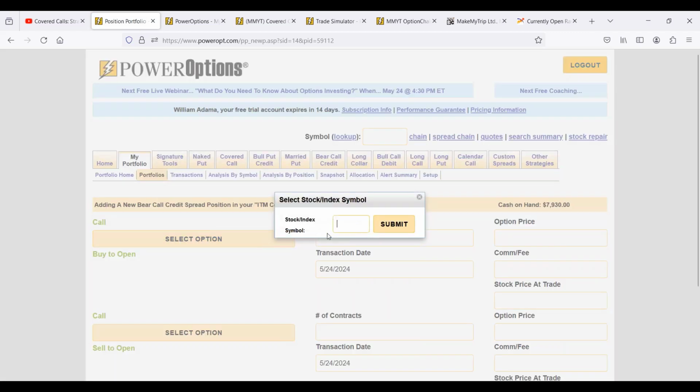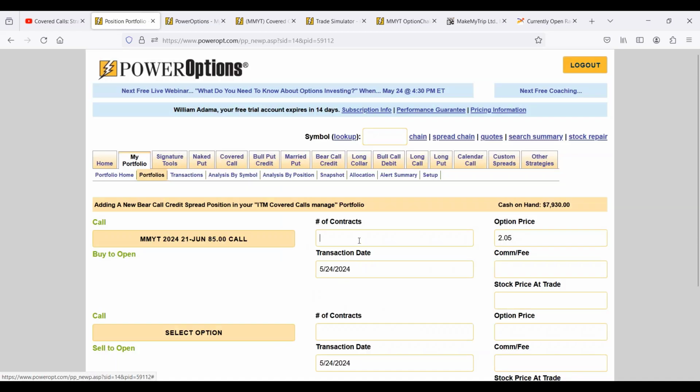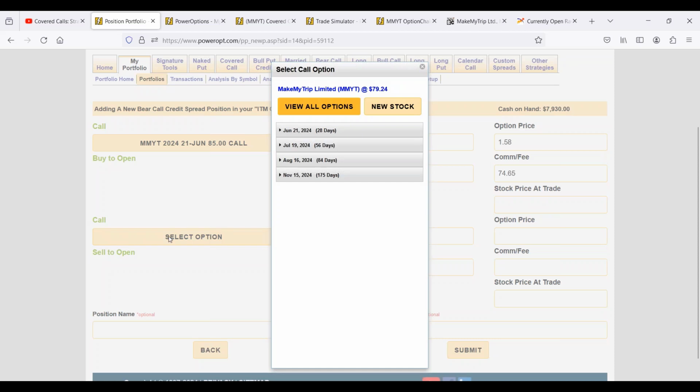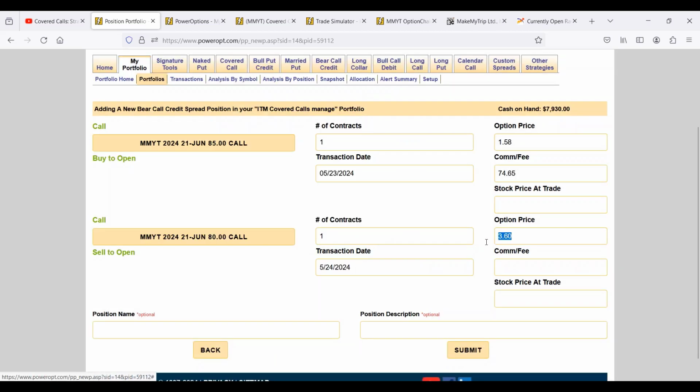And we're just going to do one contract. And let's go ahead and, what do we do? We're buying the 85. That's right. We're buying the 85 strike for June. We're going to do one contract. And of course, we did it yesterday when the stock was at 74.65. I apologize, 74.65, I think it was. And our premium to buy that option was 1.58. And we're going to sell the 80 strike. Sold one, and our premium at that time was 2.15.